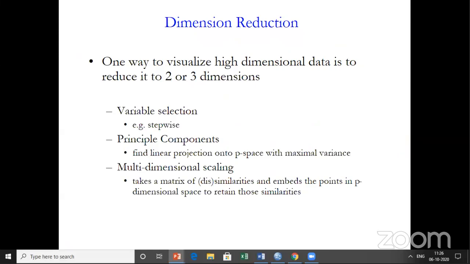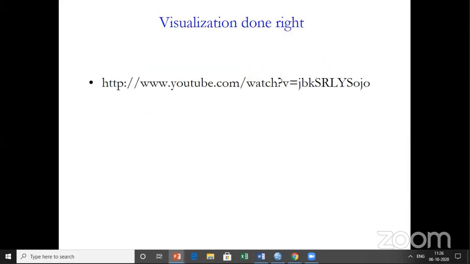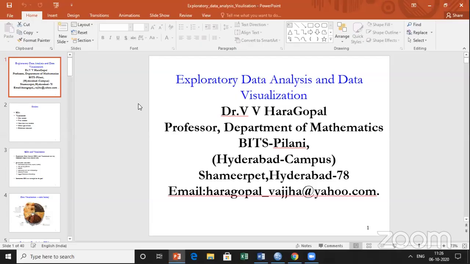Variable selection, principal components, and multi-dimensional scaling, all those things you can also do here. This can be very useful for visualization of various aspects of the data. Right? So if you have any doubts or clarifications, you can ask here.